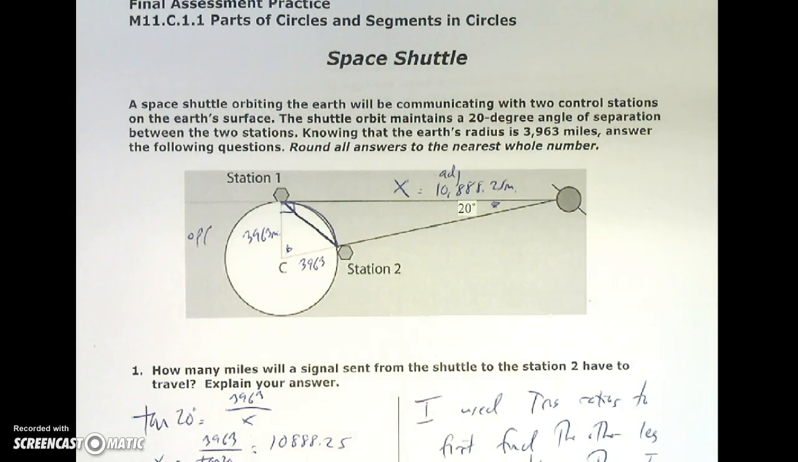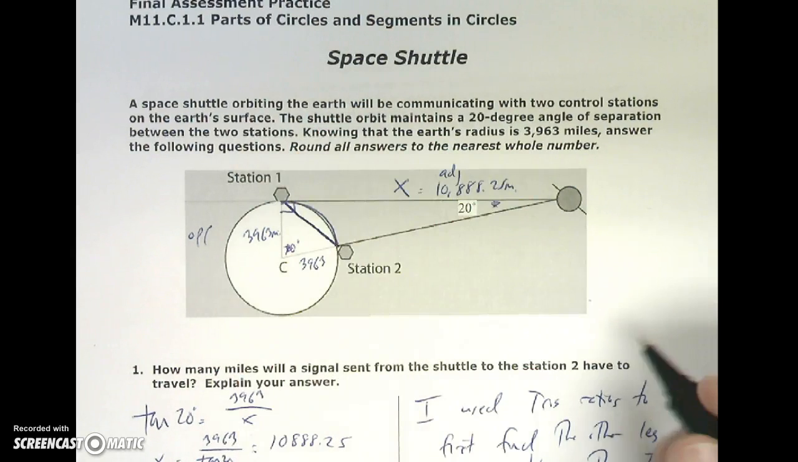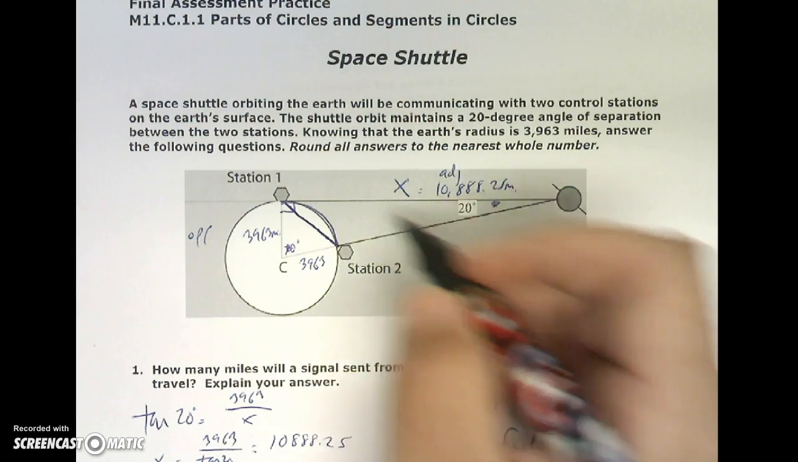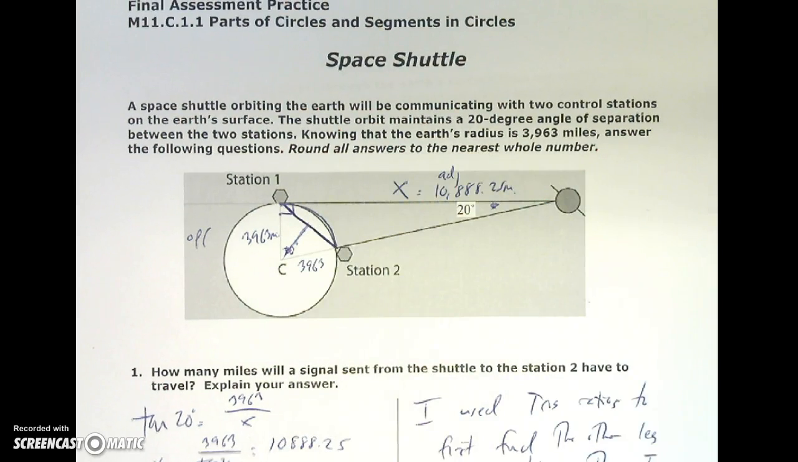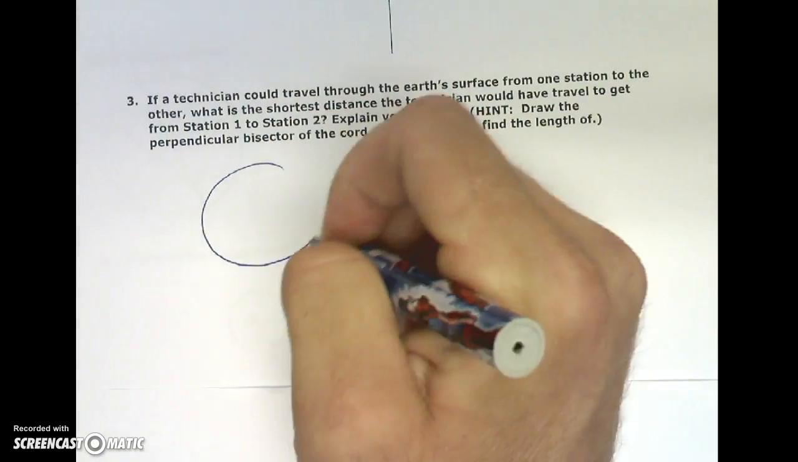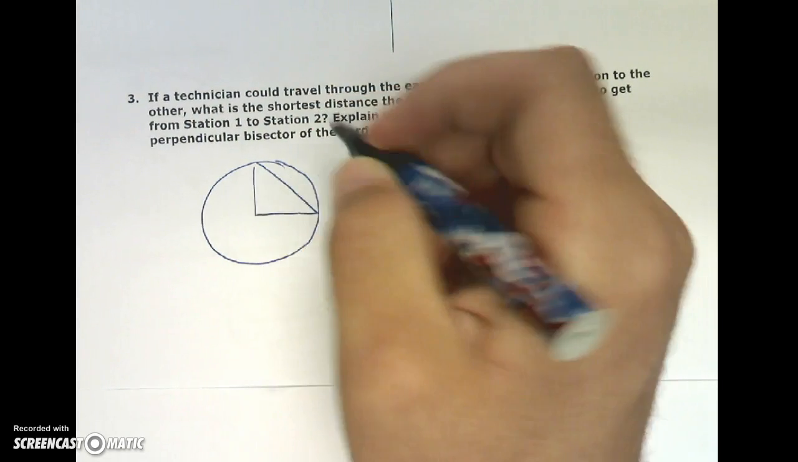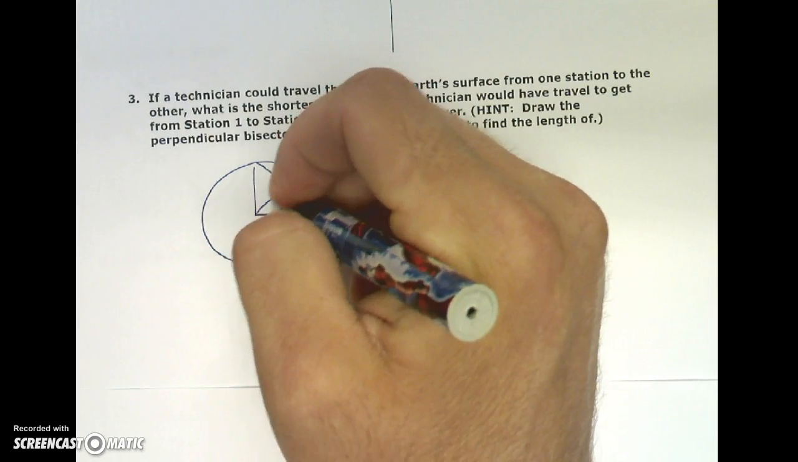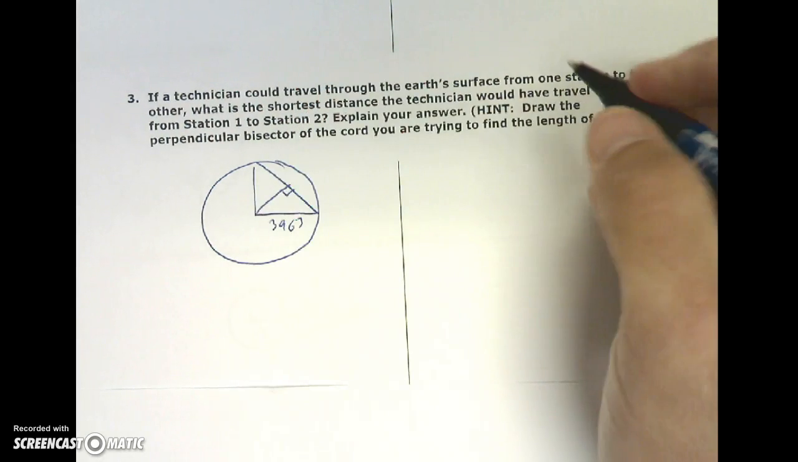Okay? Now, I know that this is 70 degrees in here. Okay? What they're asking you to do is draw a line straight down through it. Okay? So let's go ahead and take a look. I'm going to redraw this picture over here so we can work off of it. Here's my circle. Here's C. This is 3,963. This is 90 degrees.